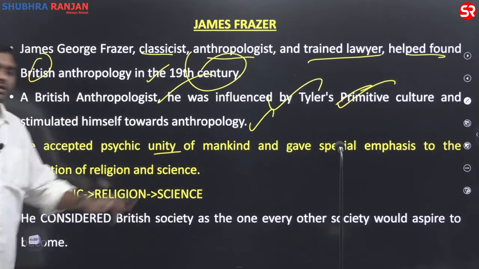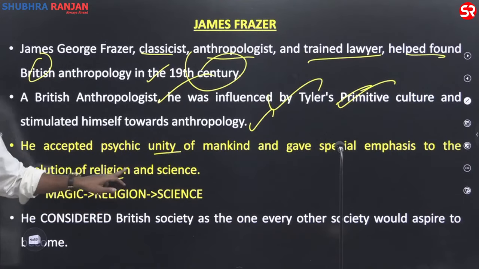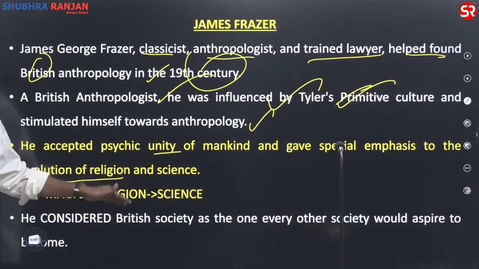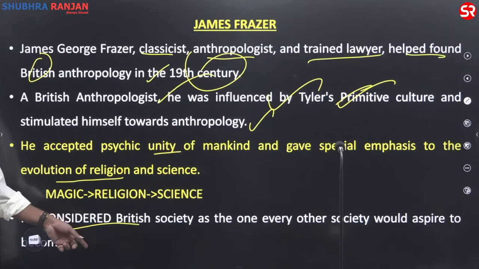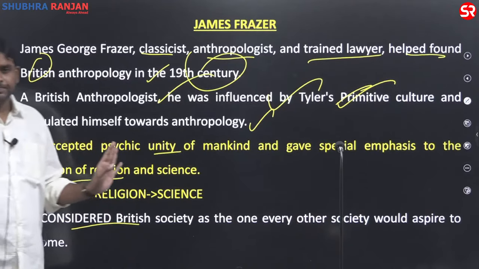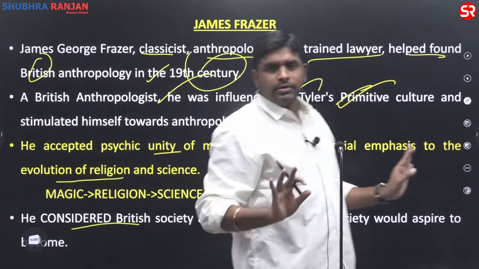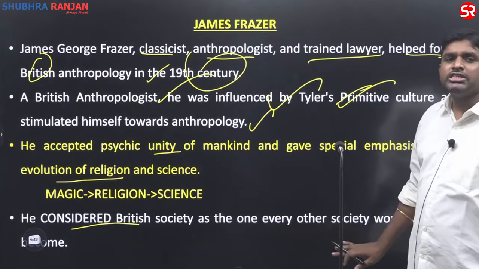He accepted the psychic unity of mankind. That is the reason he is part of classical evolutionism, and he gave special emphasis to the evolution of magic and religion. He considered British society as the society which every other society aspires to become, meaning ethnocentric. He was telling that their own society is the supreme society. He believed that Victorian or British society is the one every other society aspires to become.